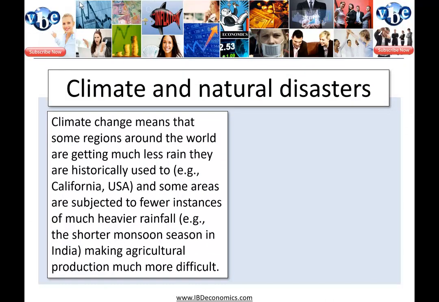Climate and natural disasters are pretty straightforward. Climate change means that some regions around the world are getting less rain than they are used to historically. So, for example, California in the USA. And some areas are being subjected to fewer instances of rainfall, but the rain is much heavier. So the shorter monsoon season we're beginning to see emerge in India. This makes agricultural production much more difficult.